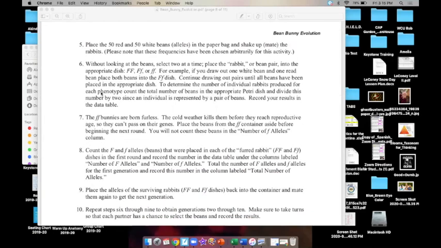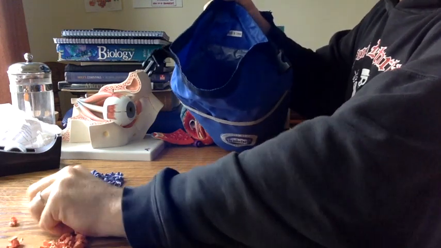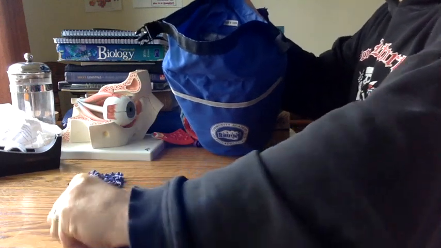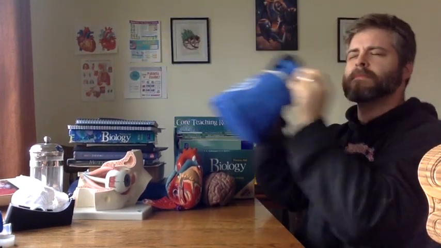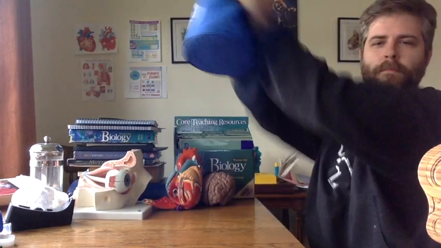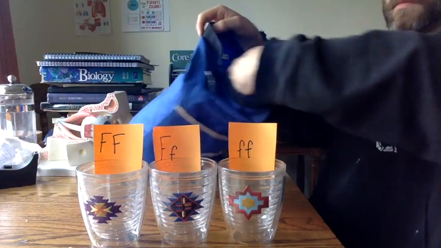All right, now setup. Place 50 red beans or whatever, and 50 white beans or whatever you're using to be your alleles, in your bag and shake them up. That shaking represents mating. Please note that these frequencies have been chosen arbitrarily for this activity. All right, 50 and 50 just makes it a little bit easier. In the wild, who knows what we're starting with.